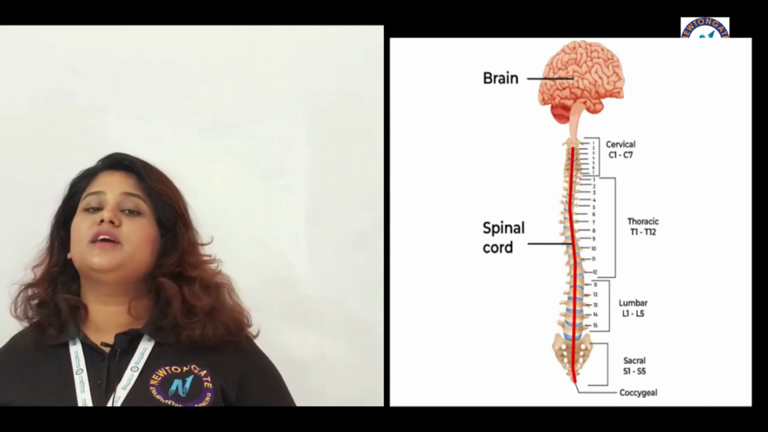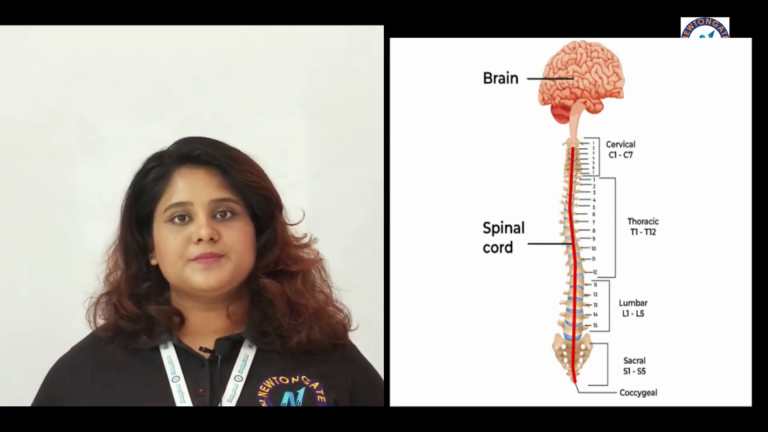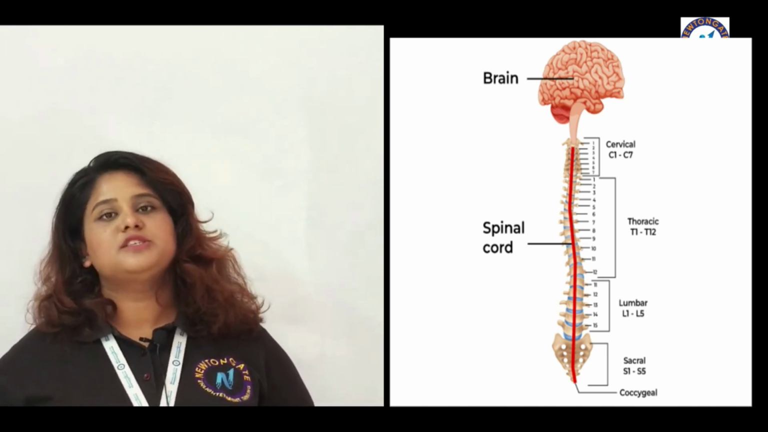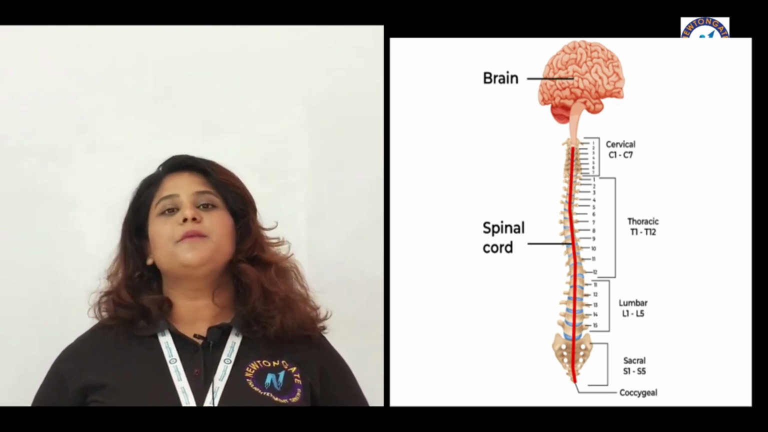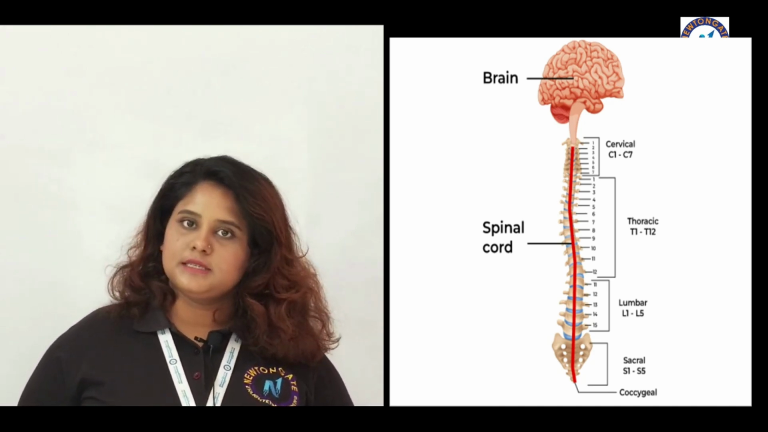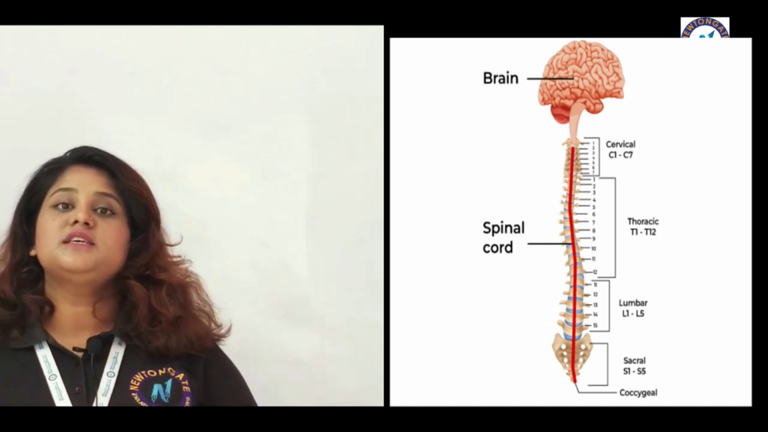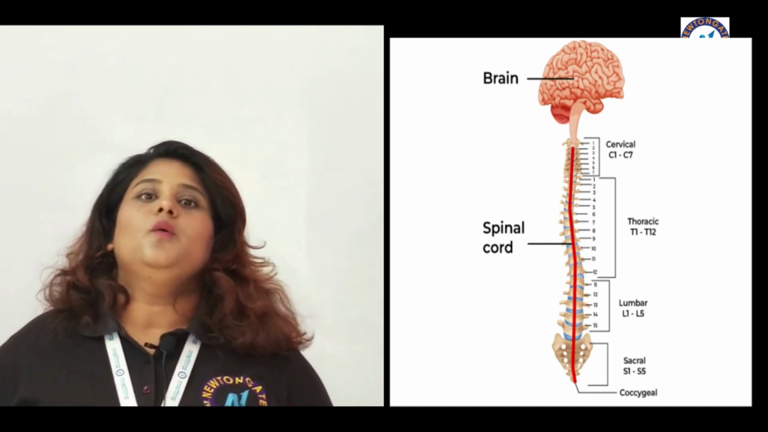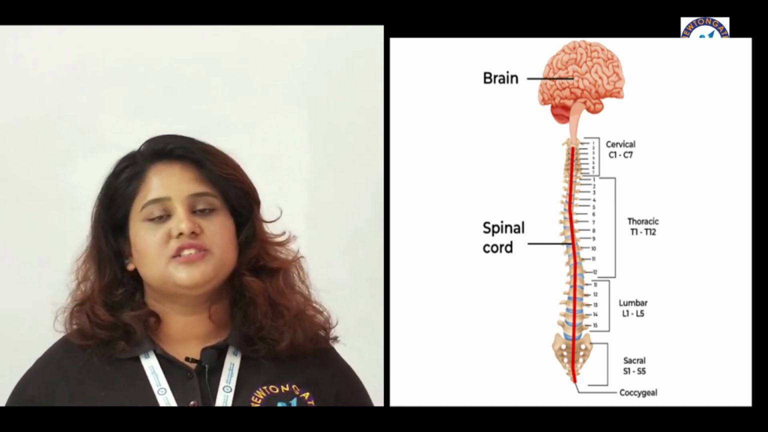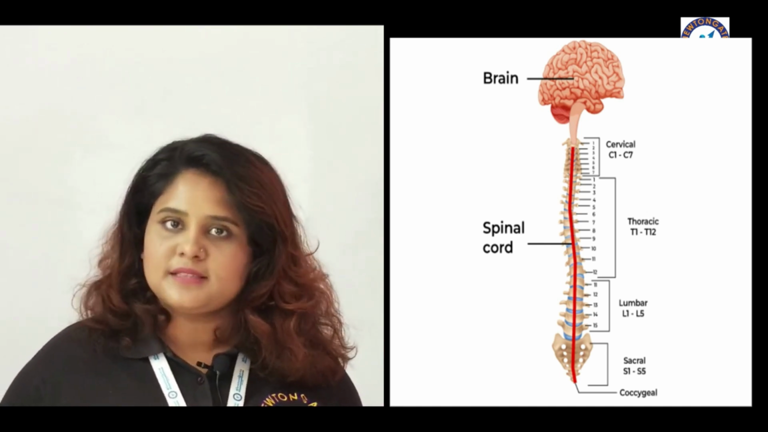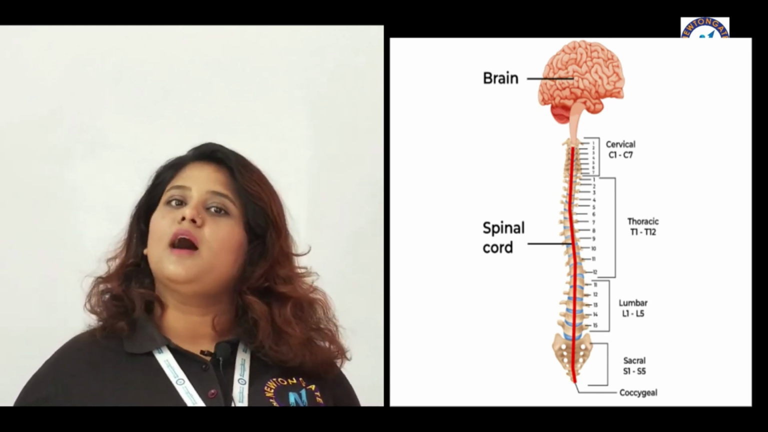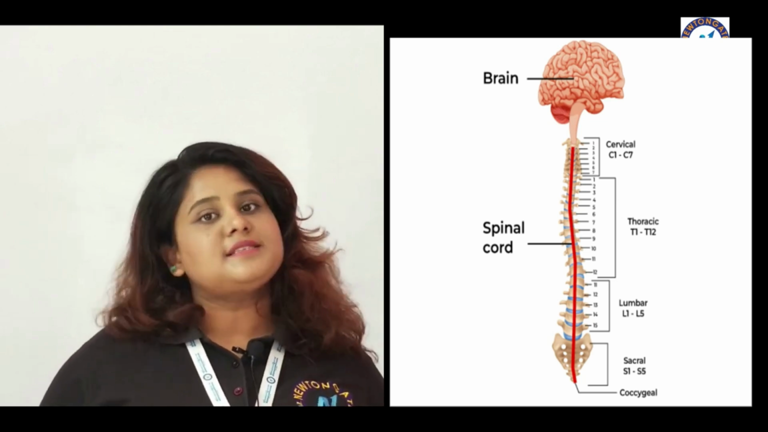Now let's focus on the other part, that is the spinal cord. The spinal cord is a cylindrical bundle of nerve fiber and associated tissue. It connects the brain to the entire body. It is mainly associated with the coordination of reflex action. Whenever an immediate action is required for a particular reflex, the spinal cord comes into play and takes the decision on behalf of the brain. That is reflex action.